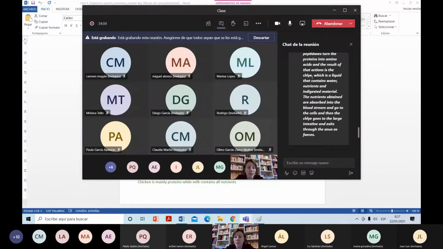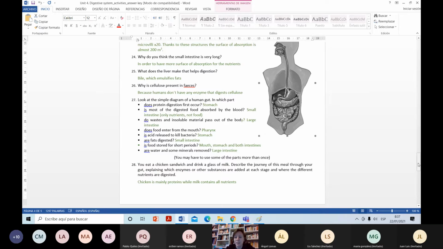Then chyle, which is a liquid that contains water, some nutrients and not digested material, will go all along the intestine. The nutrients will be absorbed, and then the chyle goes to the large intestine and exits through the anus as feces. Okay, perfect, because it was a very complex activity as it contains all the information in this part of the unit, the digestive system.